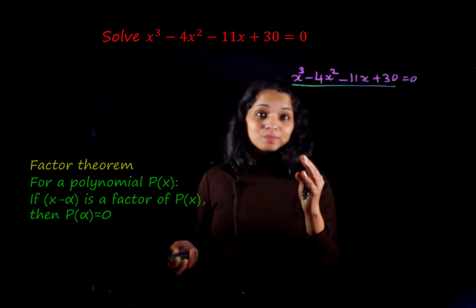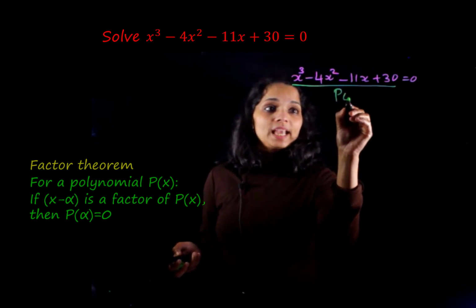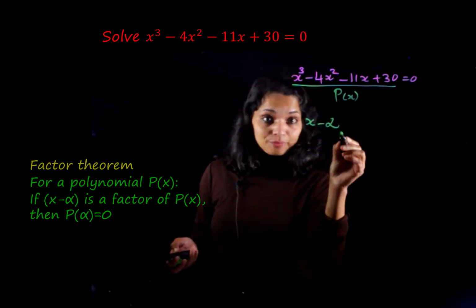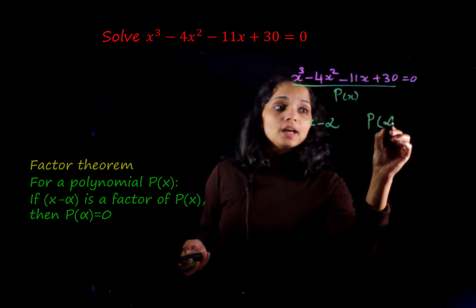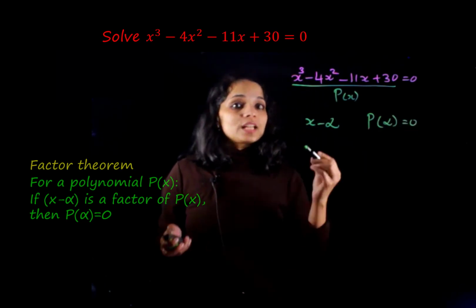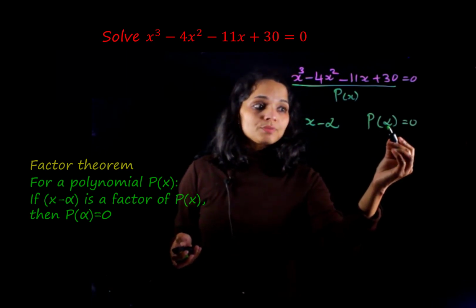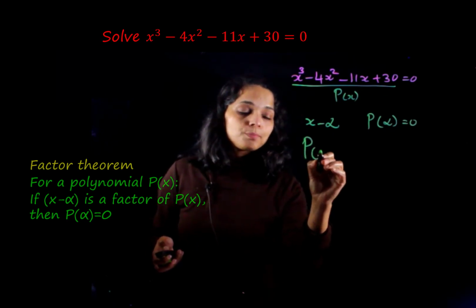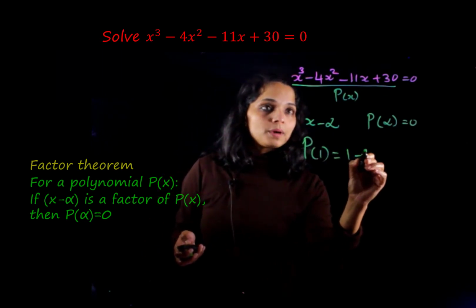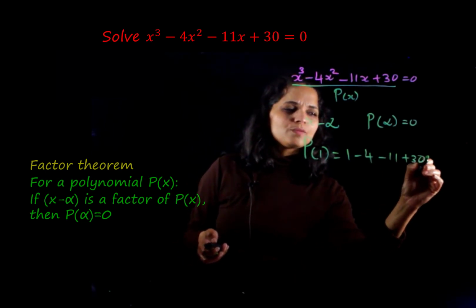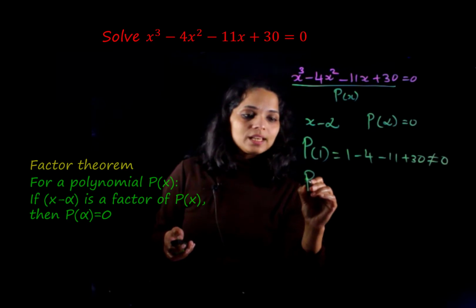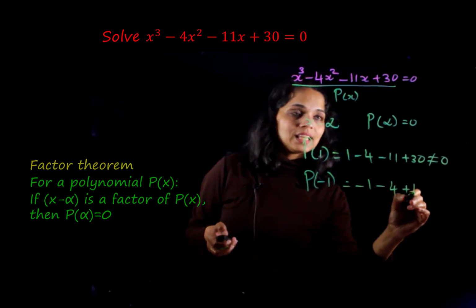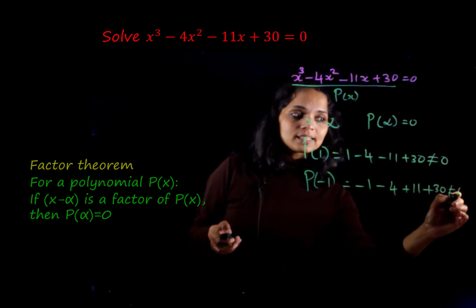The factor theorem says that for a polynomial p(x), so this is p(x), a cubic polynomial, if x minus alpha is a factor, then p of alpha equals 0. So let's find which alpha makes this function go to 0. Let's start with p of 1. That is 1 minus 4 minus 11 plus 30, which doesn't give us 0. Now let's use p of minus 1, which is minus 1 minus 4 plus 11 plus 30, and again that doesn't add up to 0.